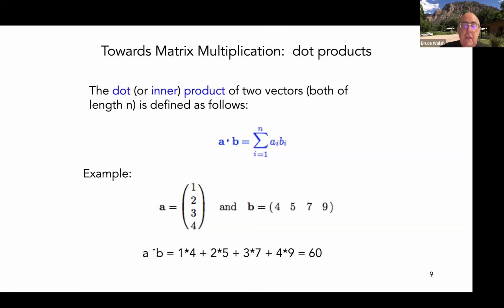Imagine this is kind of a structure with little boxes to put marbles in. As long as the same number of boxes in A and B, the dot product is defined. And the dot product is first element in A times first element in B, second in A, second in B, third in A, third in B, fourth in A, fourth in B. So if A had 5 elements and B only had 4, this dot product wouldn't be defined. So the dot product of A and B is 1 times 4 plus 2 times 5 plus 3 times 7 plus 4 times 9. Their dot product is 60.